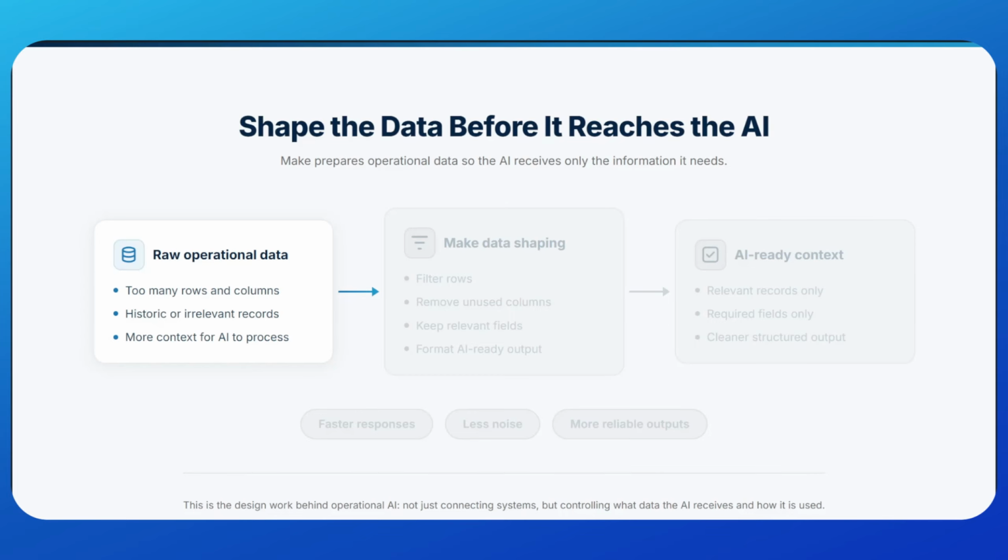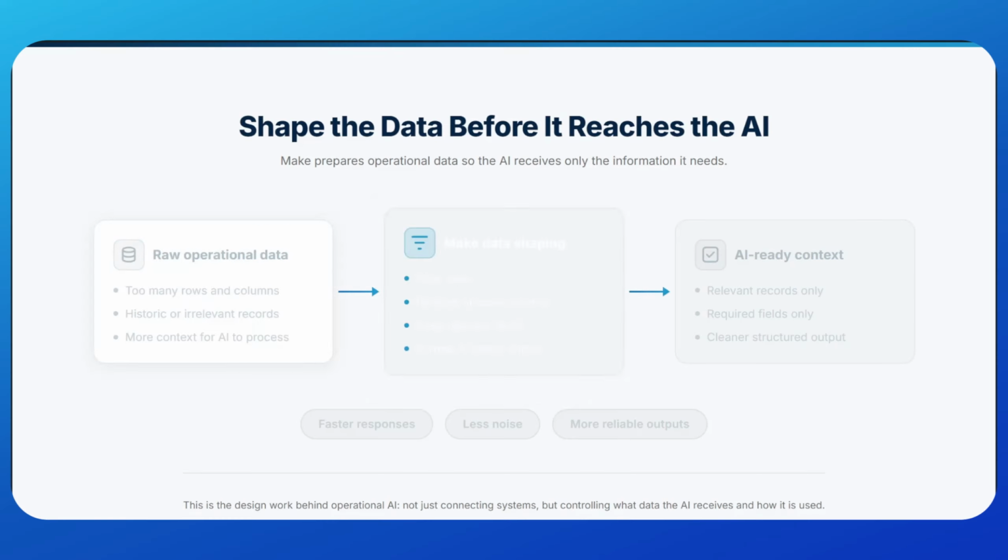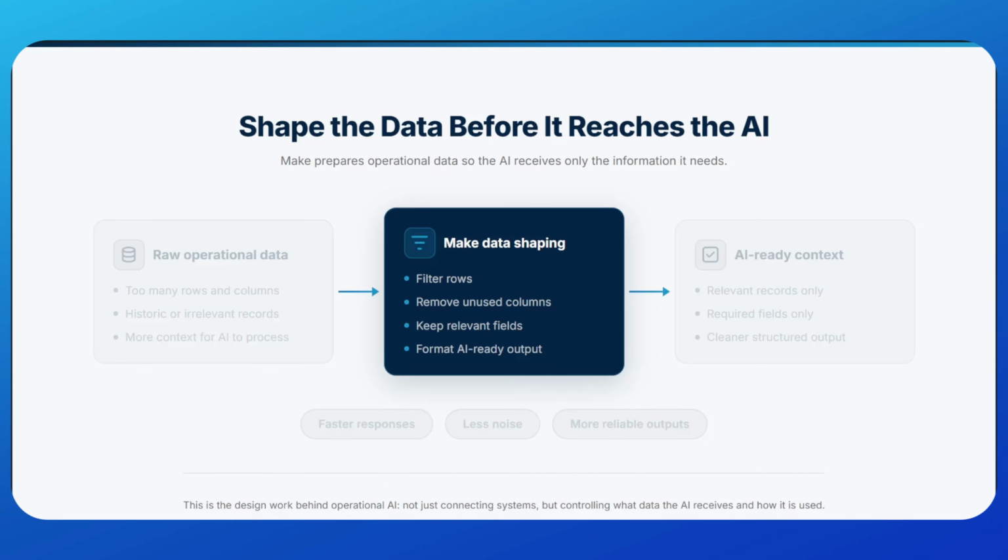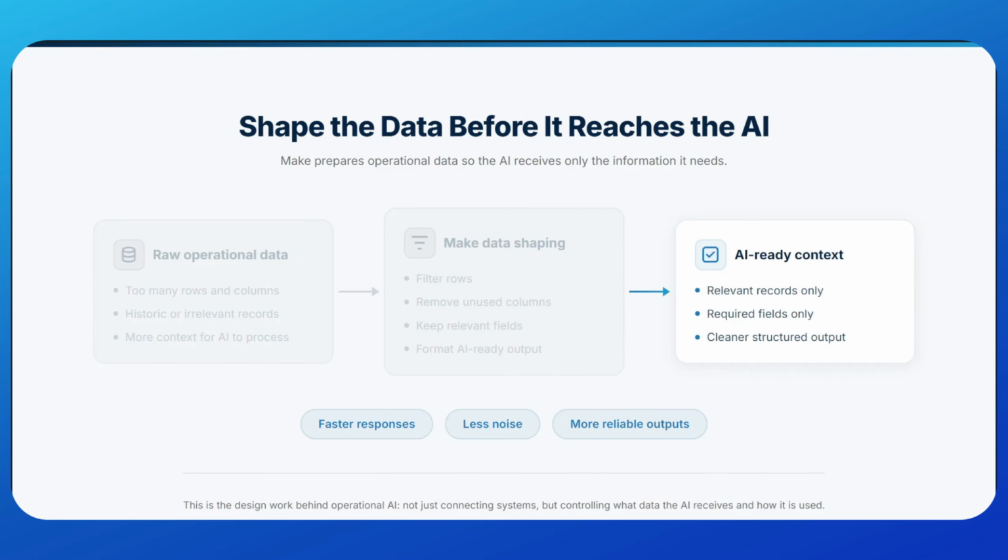A good example is large Smartsheet sheets. And one practical point is that you don't always want to pass the entire Smartsheet into AI because large sheets contain many columns, fields, and metadata that may not be relevant to the request. Passing all of that into AI uses more context and makes the response less focused. But with Make, we can shape the data before it reaches the AI, removing any unnecessary data and only passing the information needed for the task. And that makes AI more reliable.